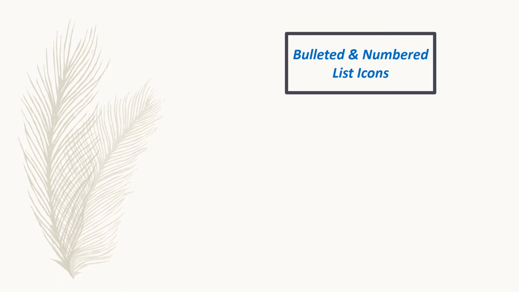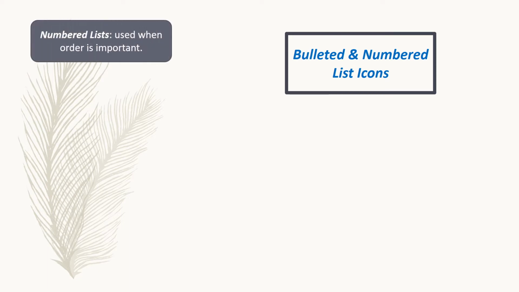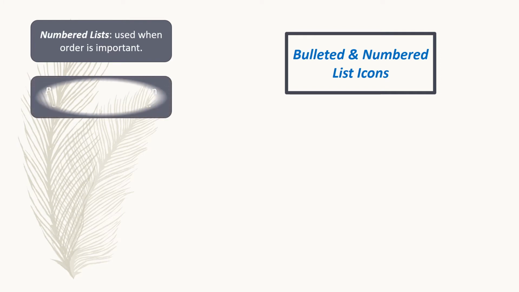Bulleted and numbered list icons. When you have one column and order is important, you are going to use a numbered list. The numbered list tells the person to follow the directions step by step in the proper order. A bulleted list is used when order is not important. I have a listing of ingredients for a recipe. The ingredients do not have to be in proper order, so I can put them in any order that I wish.